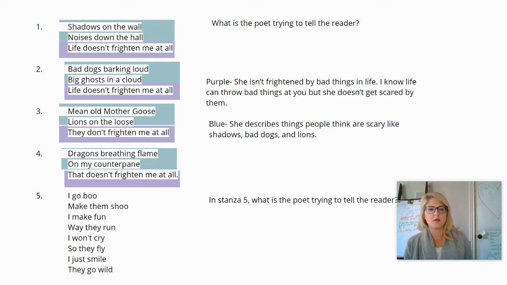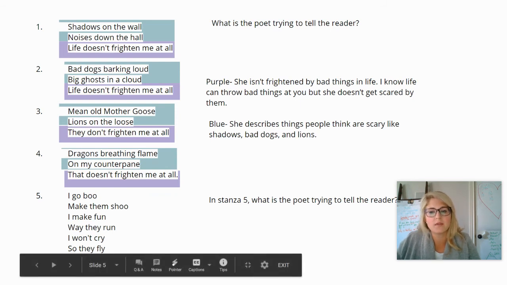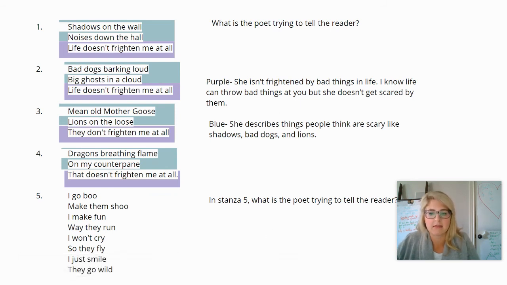What do you think the poet is trying to tell the reader? So a little box will pop up on the right side, and I want you to kind of jot down your thoughts. What do you think? Kind of do exactly what I did up here myself. What are some things you think the poet is trying to say right there?